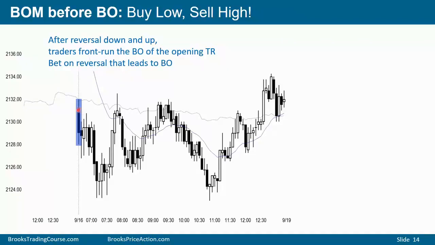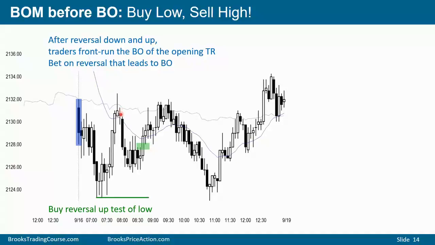When traders think that a breakout is going to take place, a lot of times they'll front run the breakout. In other words, they'll enter before the breakout. For example, here we have a reversal up from a new low. After the first bar, we have a reversal down, so the market's in breakout mode. This sell-off, as strong as it is, is simply a higher low pullback after this strong reversal up.